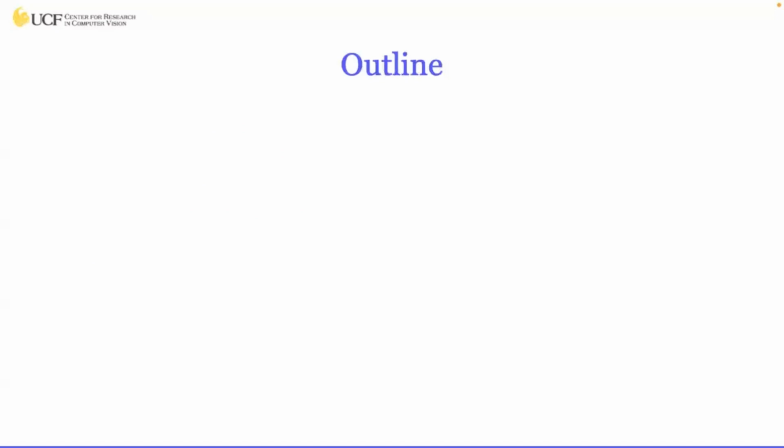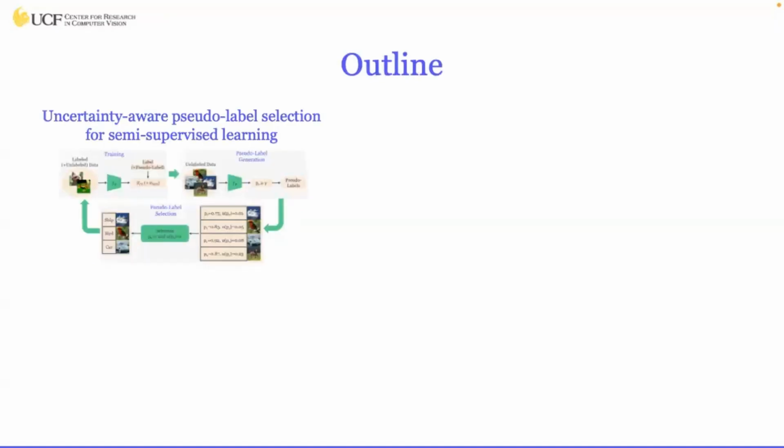So this is the outline of this presentation. First, I'll talk about our work titled Uncertainty-Aware Pseudo-Label Selection for Semi-Supervised Learning, where we improve pseudo-labeling for semi-supervision using uncertainty and design solutions which are domain agnostic.